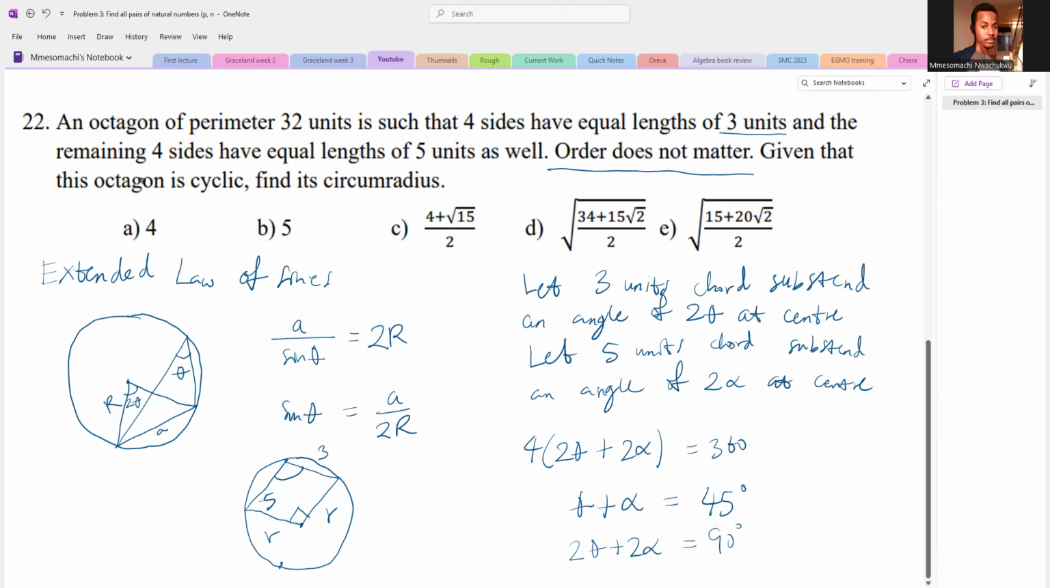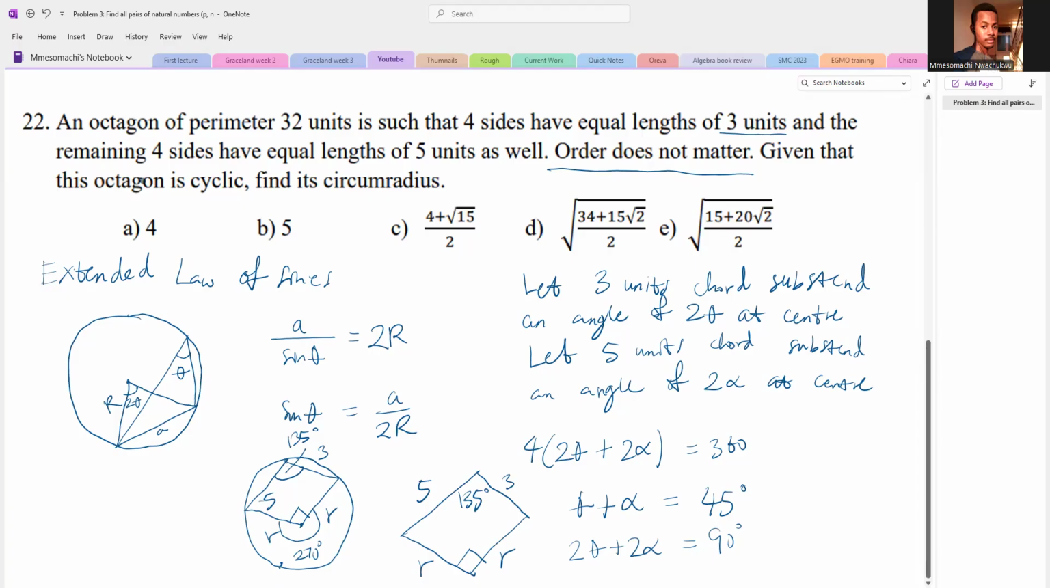It's very important. Since this is 90 degrees, this angle here is 270 degrees. We know the angle subtended at the center is twice the angle at the circumference. So this angle here is going to be 135 degrees. So I'm going to bring that diagram out. We have something like this: the radius R, 135 degrees, 3, 5. So we have R and R.